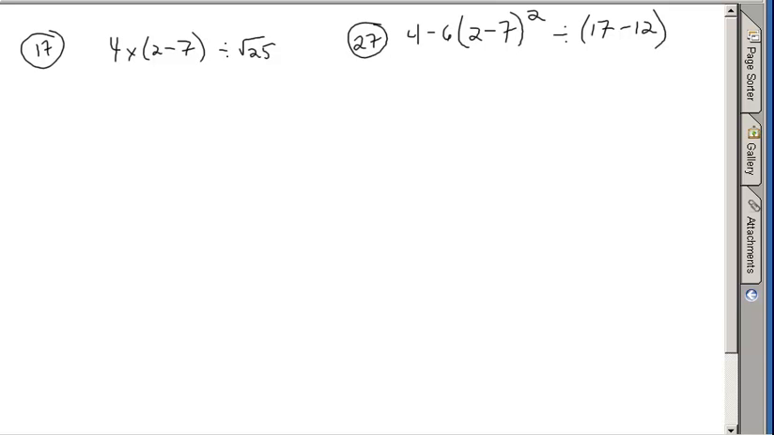Alright, these problems are from 1.7, order of operations. So I just do 17, there's a question about 17, and I'd show another one, 27. Alright, so let's take a look.